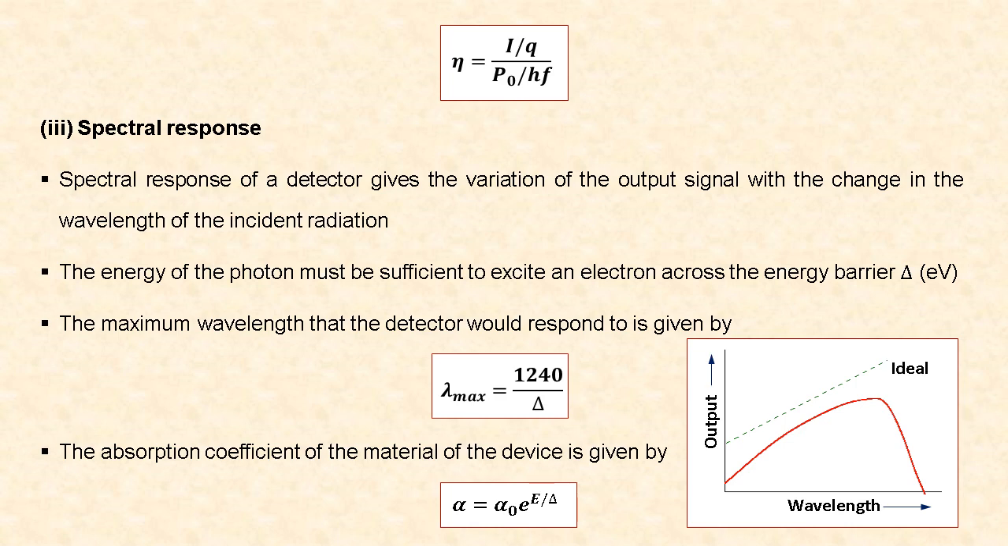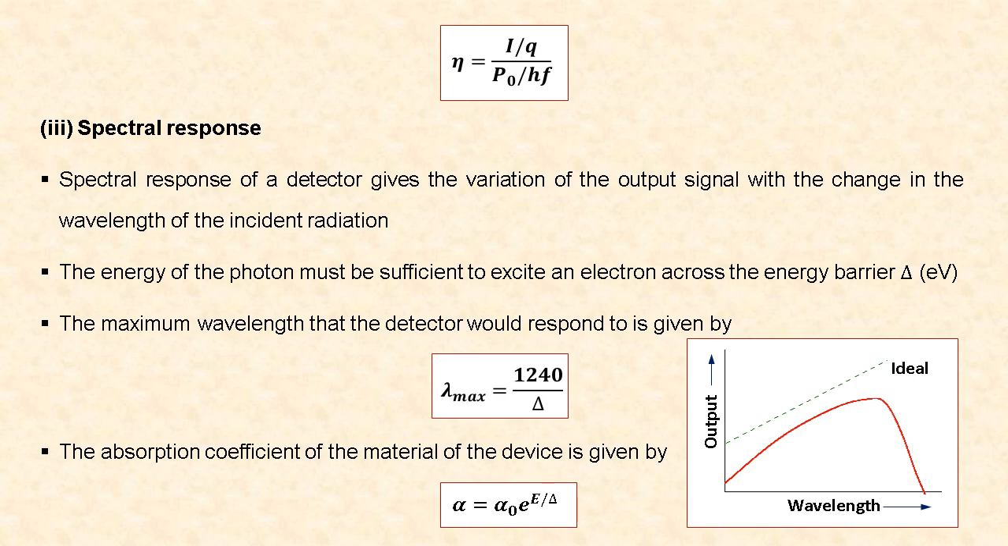The next performance parameter is spectral response. Spectral response of a detector gives the variation of the output signal with the change in the wavelength of the incident radiation. The energy of the photon must be sufficient to excite an electron across the energy barrier delta, which is expressed in electron volt. The maximum wavelength that the detector would respond to is given by lambda max is equal to 1240 divided by delta. Delta is nothing but the energy barrier in electron volt.